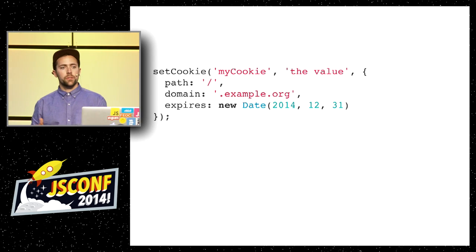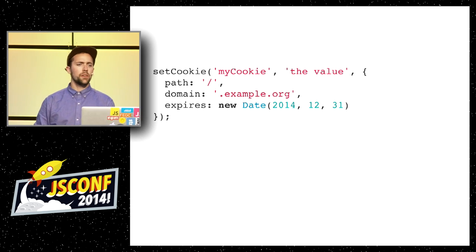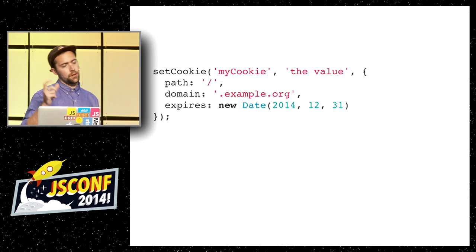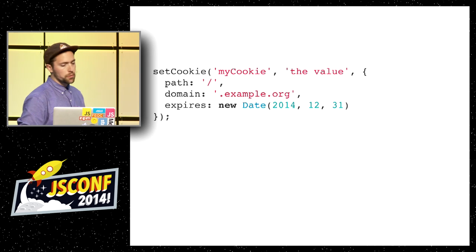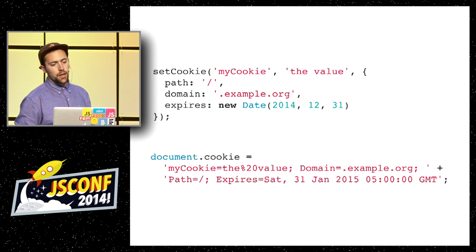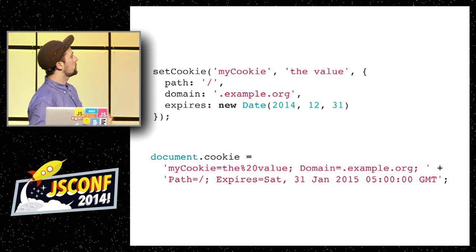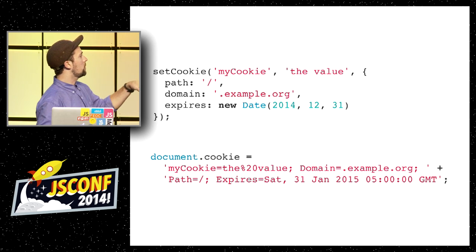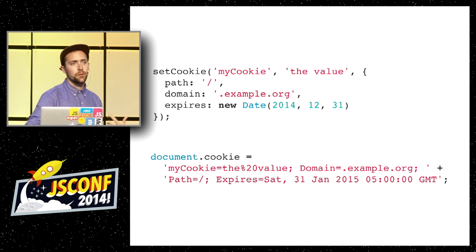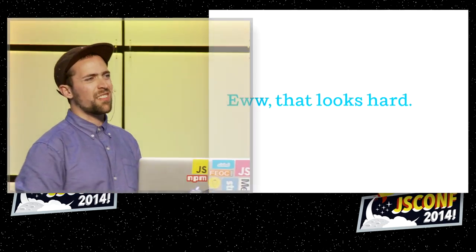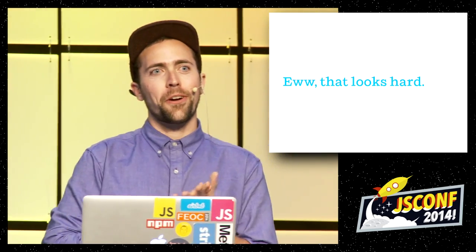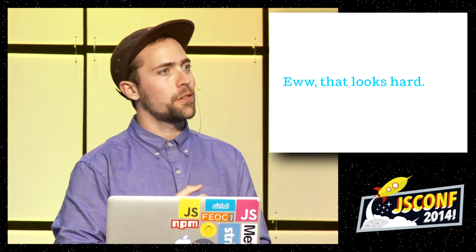Cookies have additional options. There's a path, you can set a domain, you can set an expiry property. And so then the cookie string can look something like this, document.cookie equals my cookie, the value, and all this stuff. And when I see that, you know what I think? I think, ew, I don't want to do that. There are probably a lot of edge cases there. It's probably years of RFCs to weed through to try to do that right.